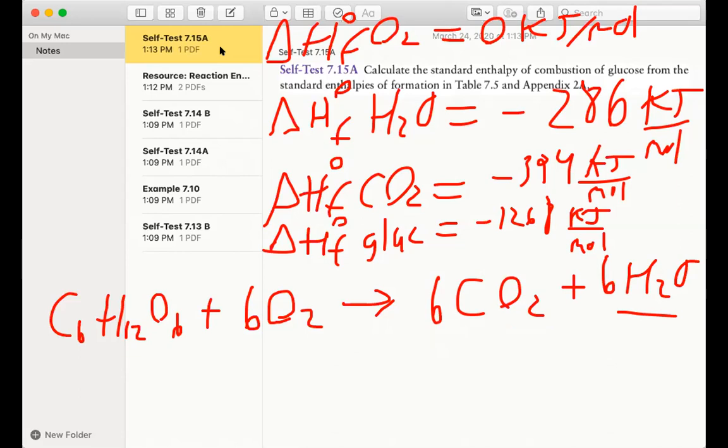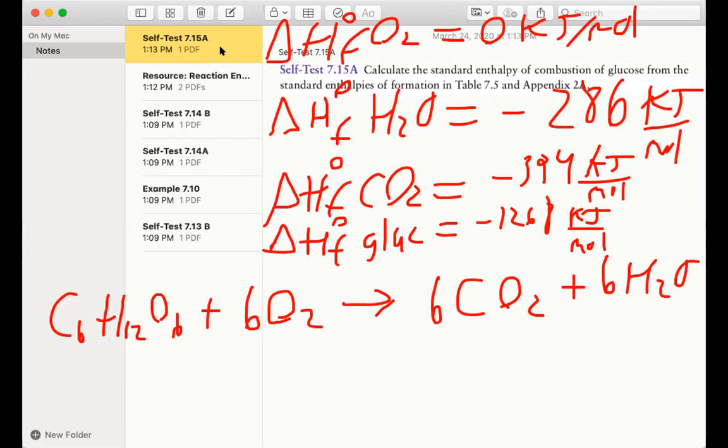Okay, and why was I so careful about balancing that equation? It turns out if I don't balance that equation, we are in trouble, because we have to multiply all these heats of formation by the number of each molecule that we have there. We subtract the reactant heat of formation from the product heat of formation. So how do we do this? We have our delta HF for H2O, which is negative 286.